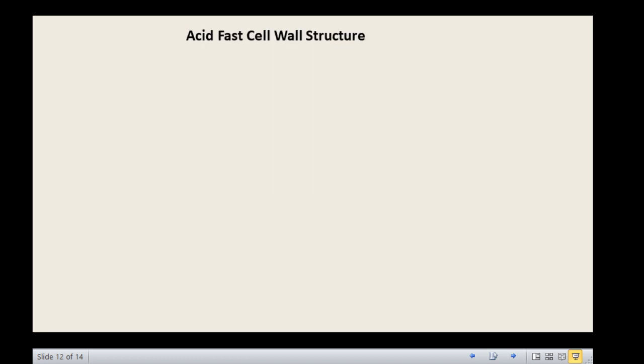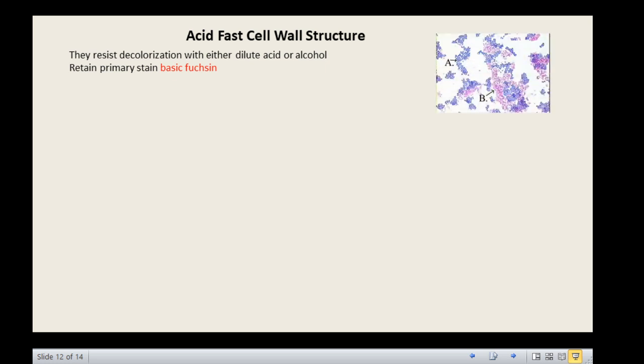Let us now discuss the third type of cell wall, the acid-fast cell wall. They are called acid-fast because when they are stained with a basic dye like basic fuchsin, they resist decolorization with either dilute acid or acid alcohol and retain the primary stain, and hence the name acid-fast. On counterstaining with methylene blue, the acid-fast bacteria appear red, whereas non-acid-fast bacteria appear blue.